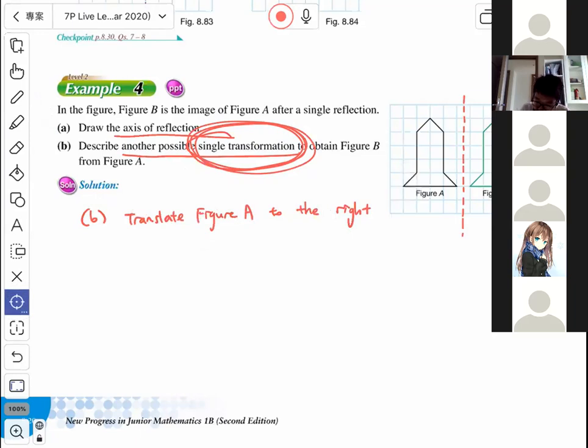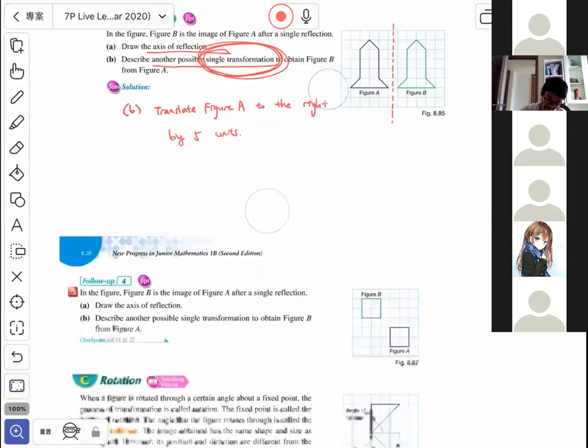嗱，你唔可以用最右點同最左點嚟比較嘅，唔係嘅，係用最左點同最左點嚟比較啦，或者最右點同最右點嚟比較啦。Okay, so the corresponding points 對應。Also we count 1, 2, 3, 4, 5. I think it's 5. Alright, so translate to the right by 5 units, and then that's fine. You can get full marks by this. Understand? Alright, so let's look at the next example.